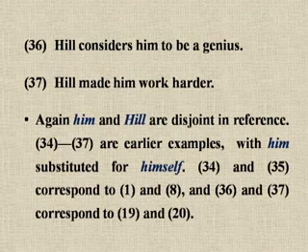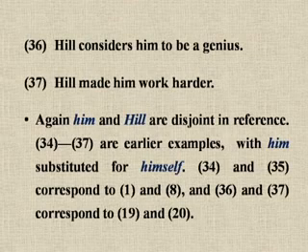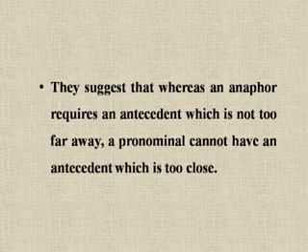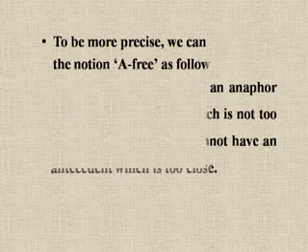34 to 37 are earlier examples, with him substituted for himself. 34 and 35 correspond to 1 and 8, and 36 and 37 correspond to 19 and 20. They suggest that whereas an anaphor requires an antecedent which is not too far away, a pronominal cannot have an antecedent which is too close. Of course, we need to be more precise than this.